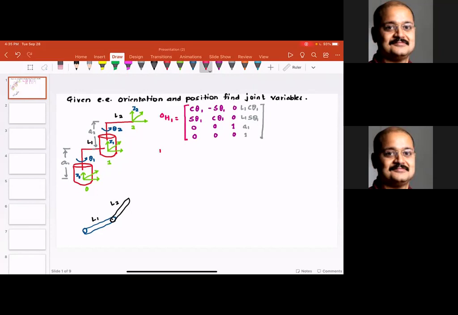Now 1H2 is going to be cosine theta 2, minus sine theta 2, sine theta 2, cosine theta 2, 0, 0, 1, 0, 0, 0, 0, 0, L2 cosine theta 2, L2 sine theta 2, A2, and 0.